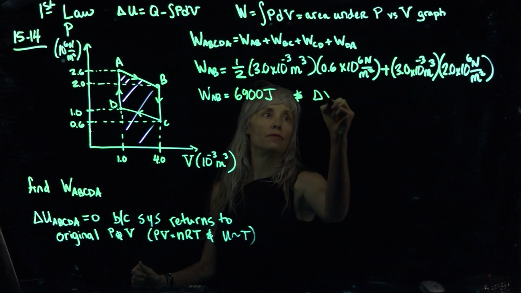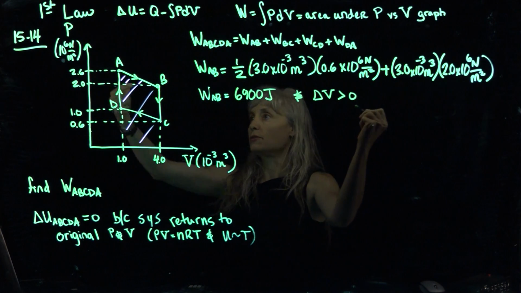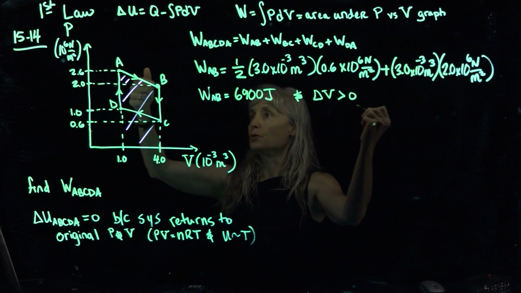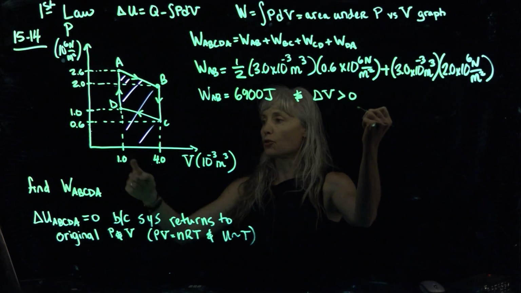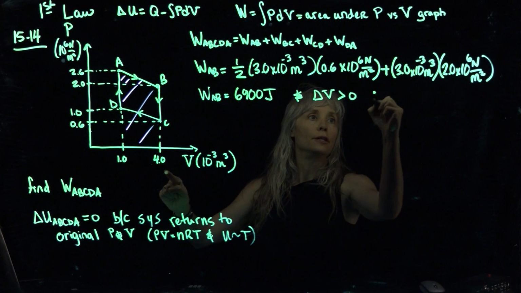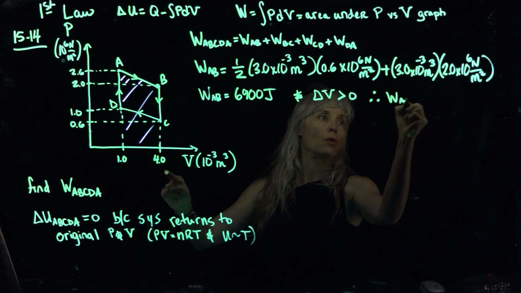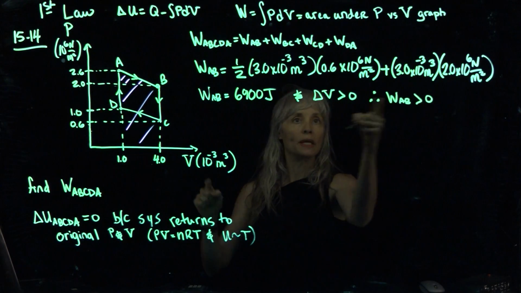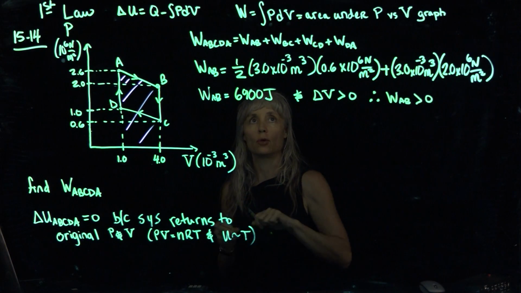And the change in volume is greater than 0. You can see that as the system moves from A to B, the volume is increasing from 1 to 4. Therefore, work is greater than 0 from A to B. So we'll be giving that a positive sign when we calculate our work, okay?